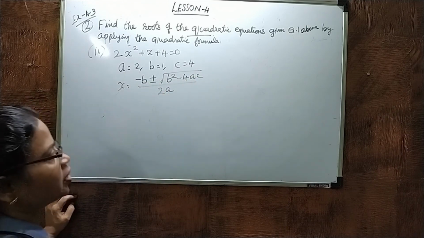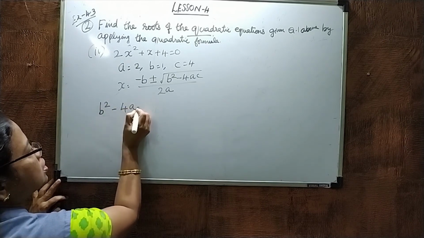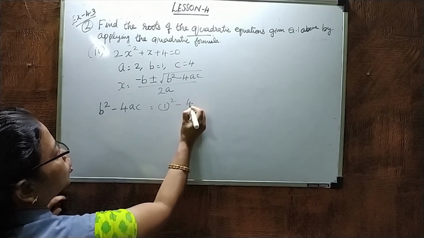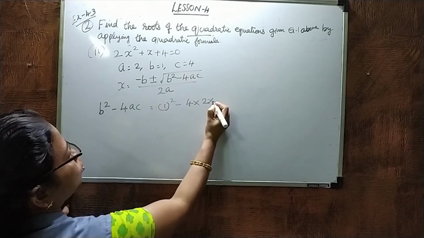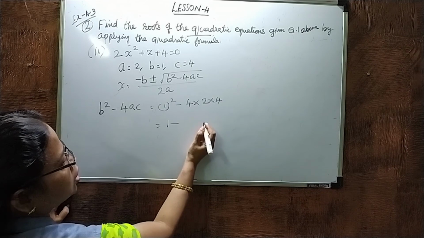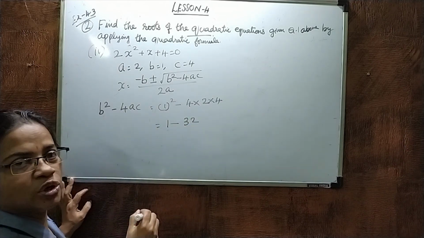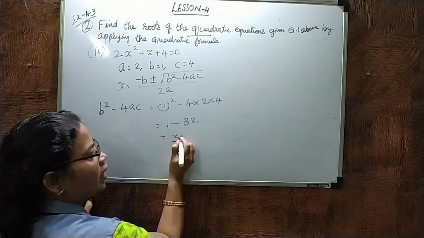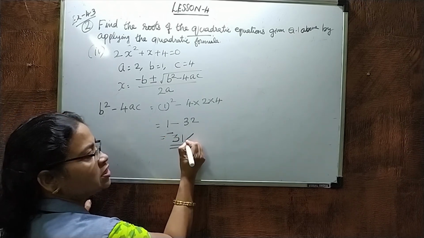Then what is the next step then? B square minus 4ac you have to find out. It is b square, it is 1 square minus 4 into what, a is 2 and then c is equal to 4. Now 1 square is 1, then 4 into 4 is 16, 16 into 2 is 32. So 1 minus 32, what will you get as the answer? 32 minus 1 is 31 and here the negative sign will come.